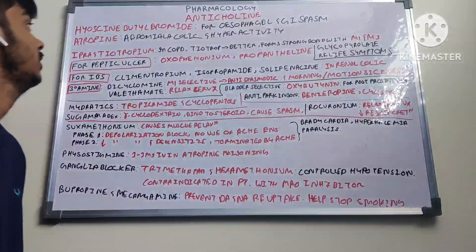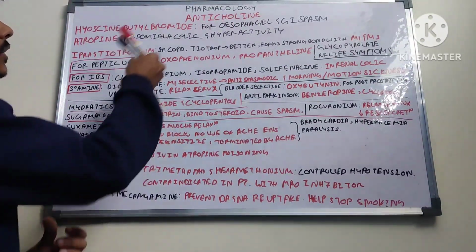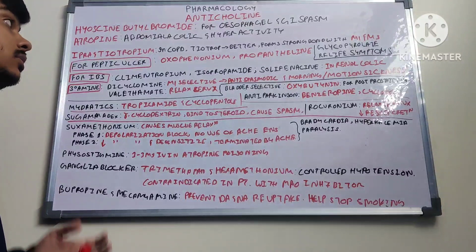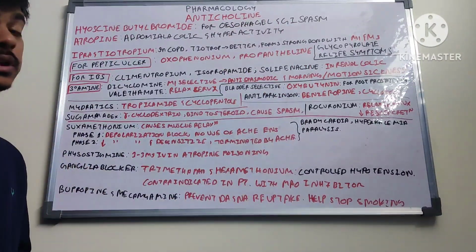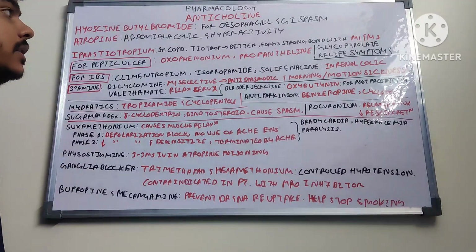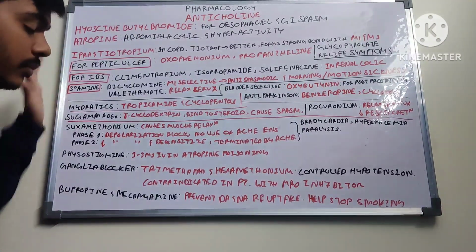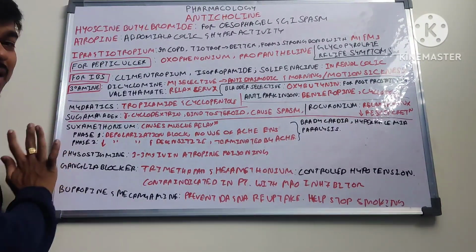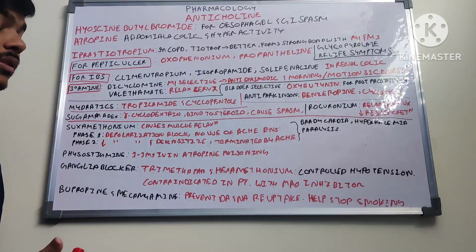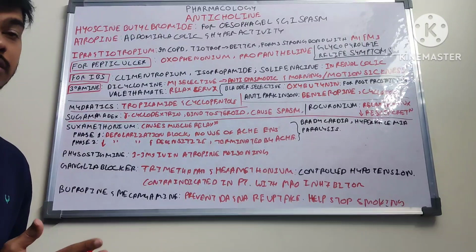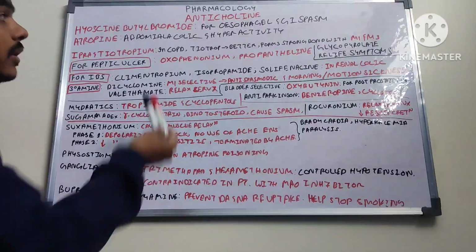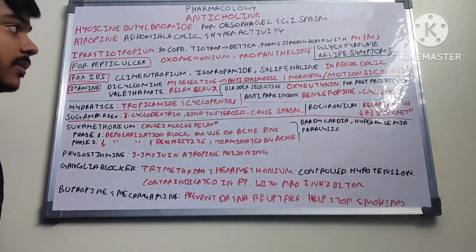So guys, let's continue with the drugs. Let's start with hyoscine butylbromide, or another name for it is scopolamine. It is used for esophageal and GI spasm, right? Next, let's come to atropine. Atropine can be used for many things, like for curing of Parkinson's to some extent, or in some cases of glaucoma, and for abdominal colics or hyperactivity of the abdomen.